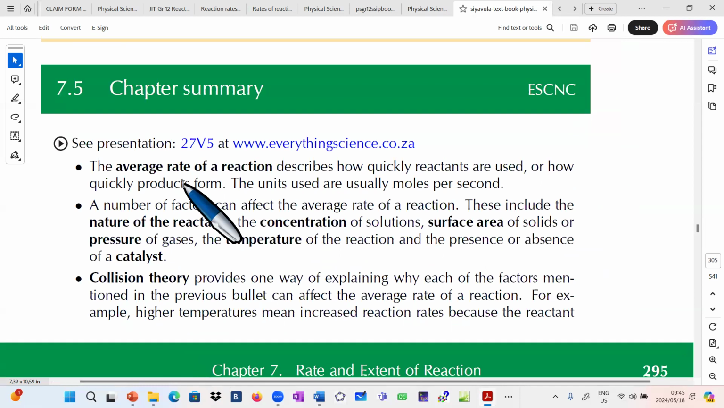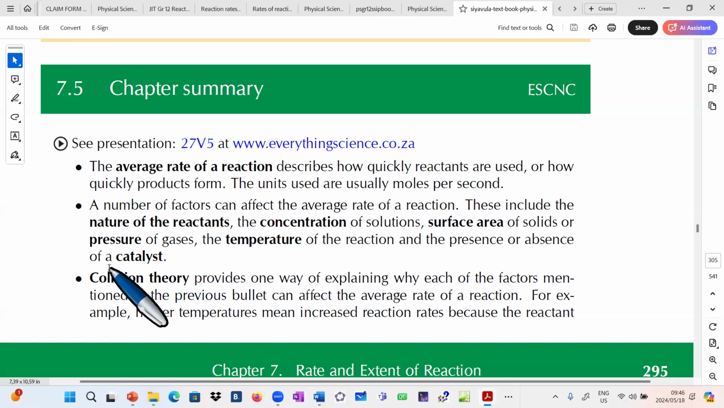The average rate of reaction describes how quickly reactants are used or how quickly products form. The units used are usually moles per second. A number of factors can affect the average rate of reaction. This includes the nature of the reactants, the concentration of solutions, surface area of solids or pressure of gases, the temperature of the reaction, and the presence or absence of a catalyst.